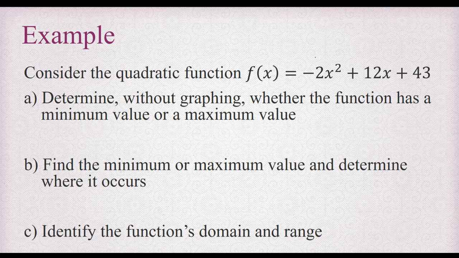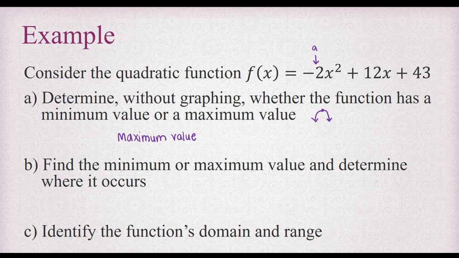So I need to understand that my a value is a negative number. And so anytime I have a negative a, that tells me my graph is going to open down. So that means that my vertex is at the highest point possible. So that means this time we're going to have a maximum value. So now we're actually going to find this maximum value and determine where it occurs.